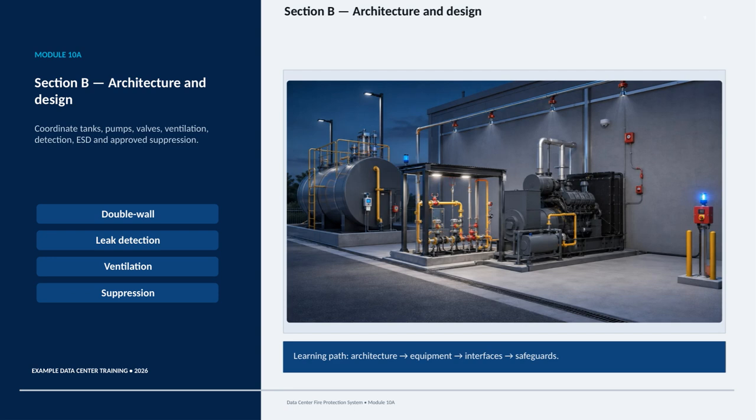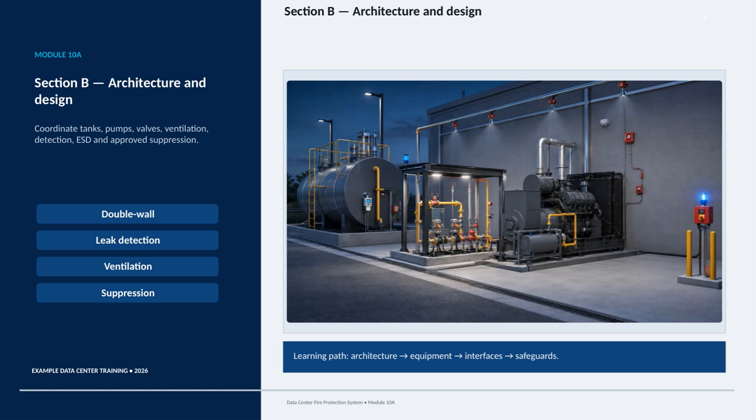The learning path moves in a practical sequence. Architecture first, then equipment, followed by interfaces and safeguards. The four highlighted design concepts provide a useful starting point for that sequence. Double wall construction addresses the physical arrangement of critical containment. Leak detection provides awareness when an unwanted release may be present.